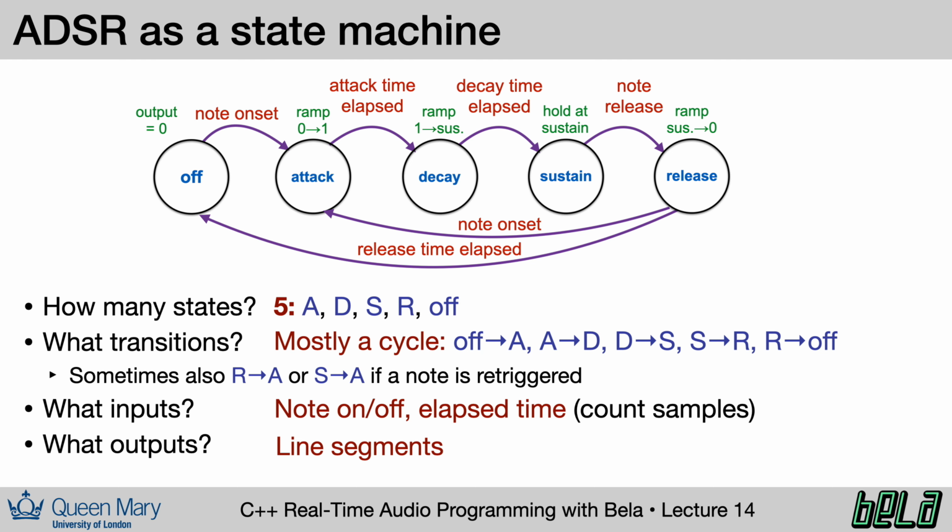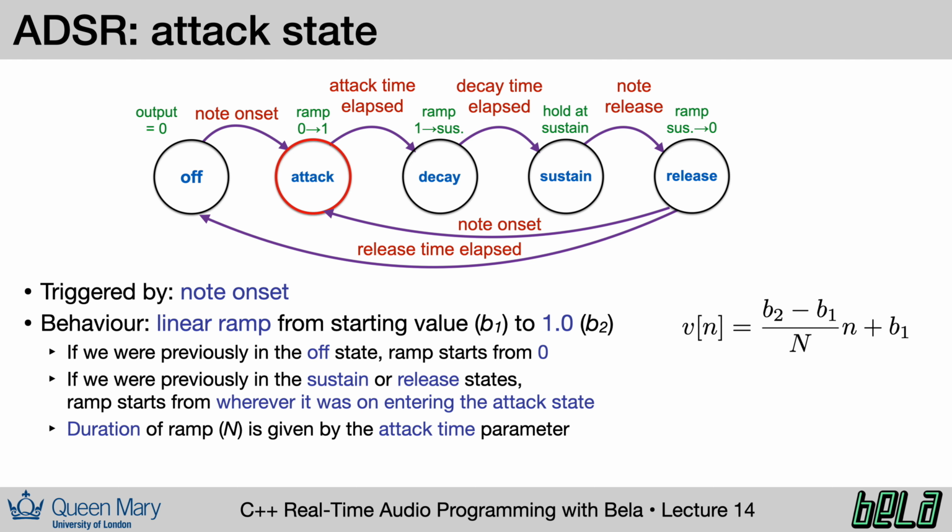Now let's look at each individual state in more detail. First, we have the attack state. The attack state is entered on a note onset message. Its behavior is to create a linear ramp from the starting value to the final value of 1.0. We saw in a previous slide the formula that we need to implement this ramp. So here we have a value of b2 is equal to 1.0. b1 might have a value of 0 if we are coming from the off state, or it might have a different value if we were coming from the sustain or release states.